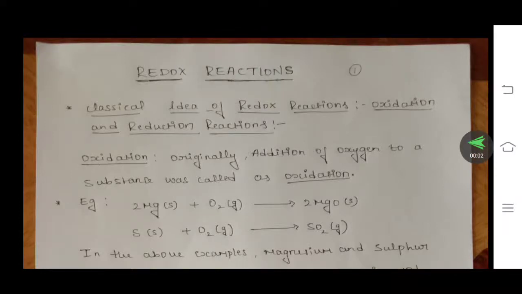Hi students, today we are going to start the redox reactions chapter. The first topic in redox reactions is the classical idea of redox reactions: oxidation and reduction. Oxidation: originally, addition of oxygen to a substance was called oxidation.